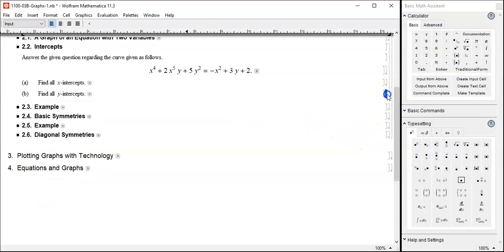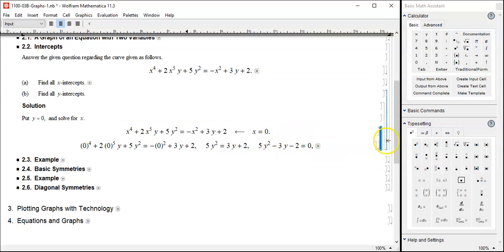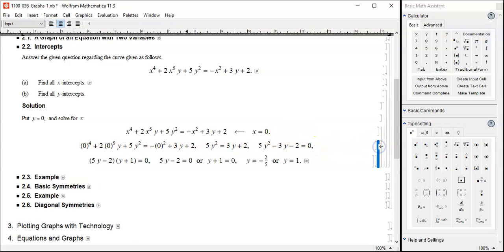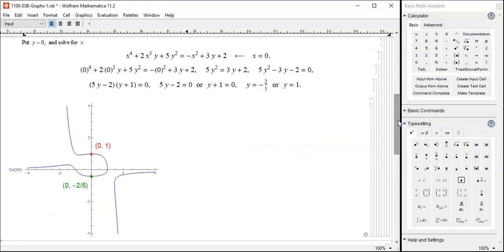We have the solution here. Plugging in x equal to 0, and then solve for y. That'll be this quadratic equation. And after factorization, we get negative 2/5 and 1. And finally, we have graphical verification.